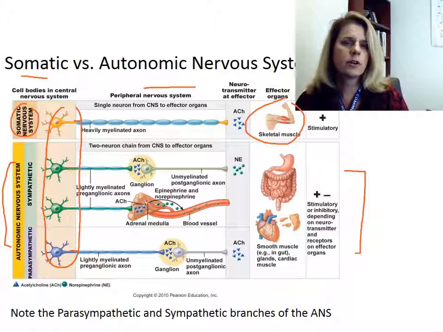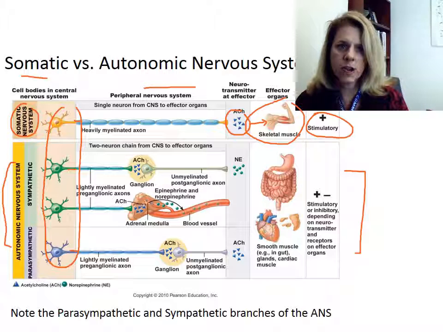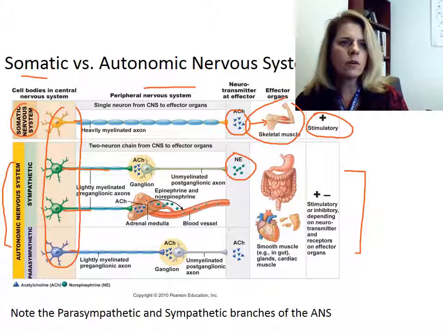Okay. Now, we're going to talk about some differences between the parasympathetic and sympathetic, but right now I want to show you the differences between somatic and autonomic in terms of the neurotransmitters that they release. Okay, so in the somatic nervous system, it always releases acetylcholine. Acetylcholine always binds skeletal muscle, it always is stimulatory, always causes a contraction. In the autonomic nervous system, it can either have this branch or this branch in the sympathetic nervous system that produces norepinephrine, or it can be this branch in the parasympathetic division that releases acetylcholine.